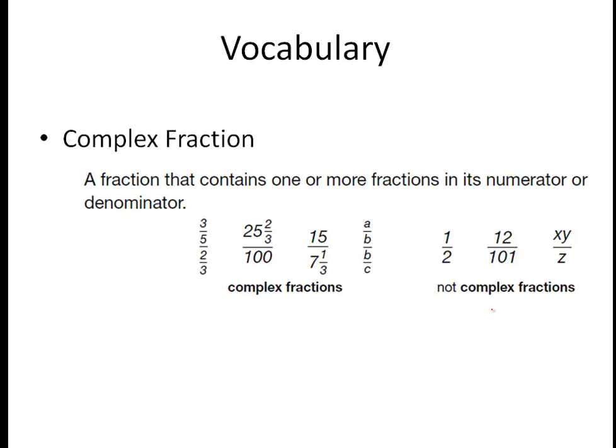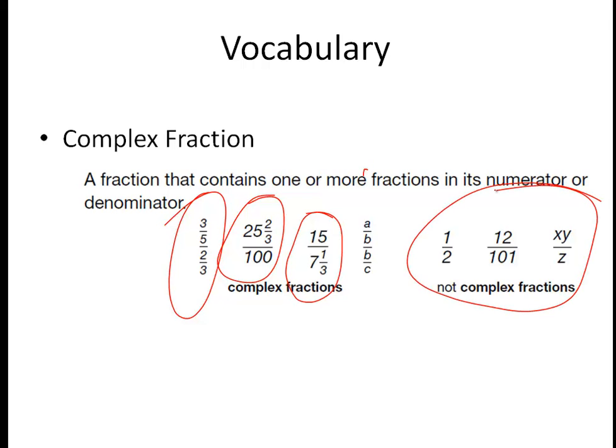Okay, so let's just start with the definition of a complex fraction. A complex fraction is a fraction that contains another fraction in it. So in this case here you've got 15 over 7 1/3. That's a fraction with a fraction in it because 7 1/3 is a fraction. Fractions over fractions are not complex. They're just normal fractions. So a complex fraction is set up where there's a fraction within a fraction. And we're going to learn how we solve those the easiest way.